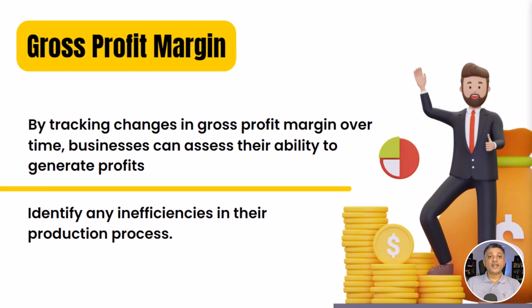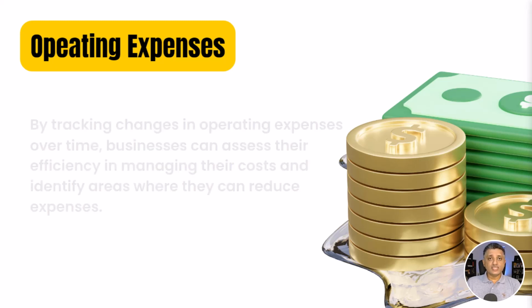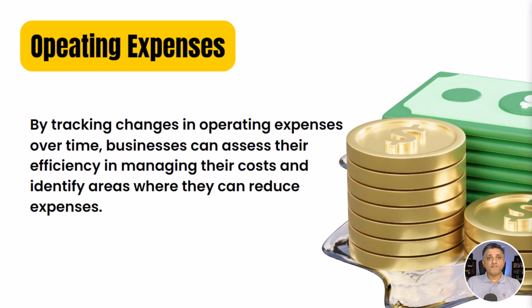Third, operating expenses. Operating expenses, as we have discussed earlier, are indirect costs associated with running a business, such as rent, salaries, and utilities. By tracking changes in operating expenses, businesses can assess their efficiency in managing their costs and identify areas where they can reduce expenses.